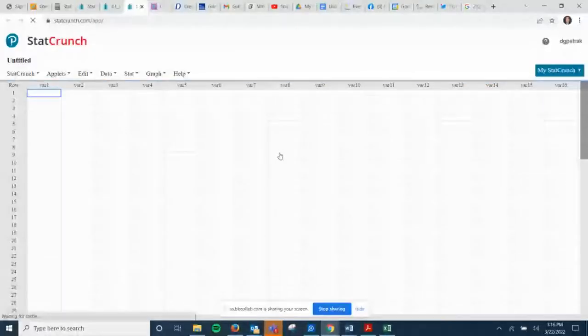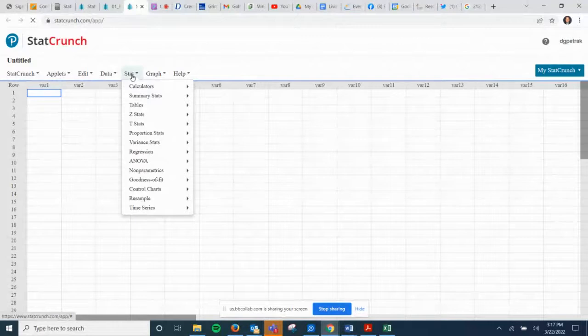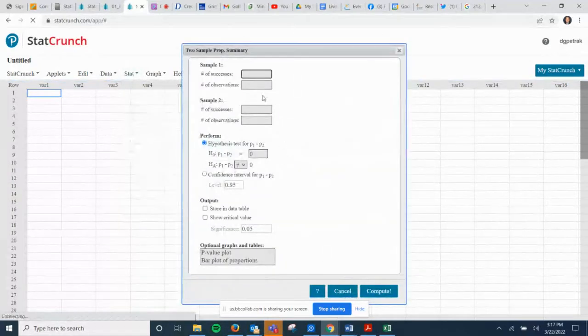All right, do you see that? Yes. So you go to Stat, then Proportion Stats, then Two Sample with Summary. Okay. And what was the number of successes in the first one? It was 416 out of 1,436. There you go. And the other one was 213 out of 745.